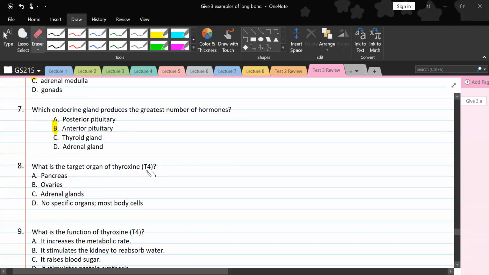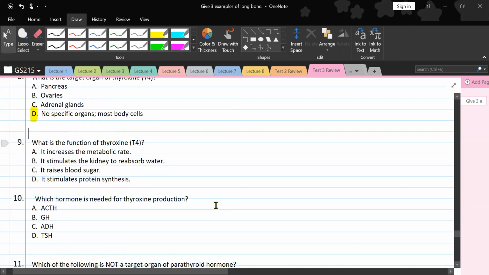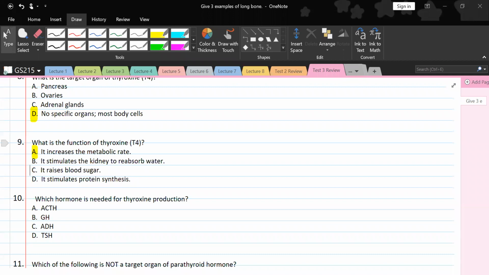T3 and T4 are responsible for metabolism. So there's no specific organ. It's most of the cells in the body. What is the function of T4? It increases the metabolic rate. Okay, same as T3, of course.